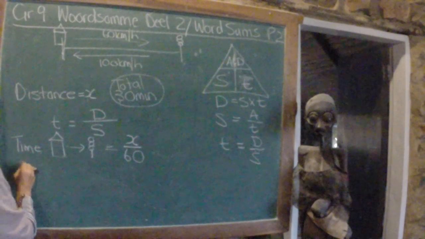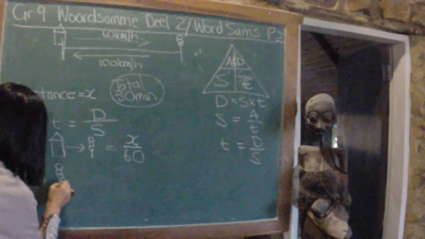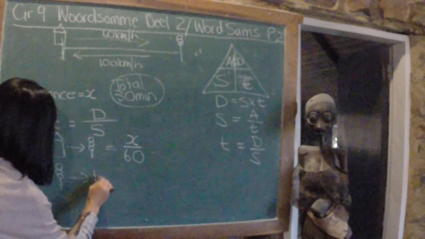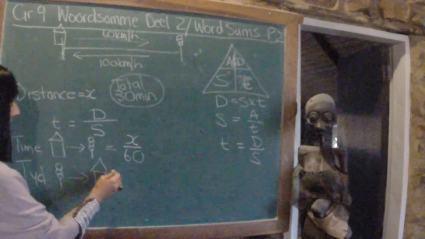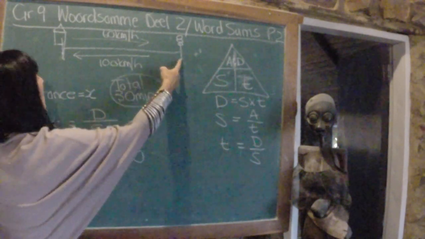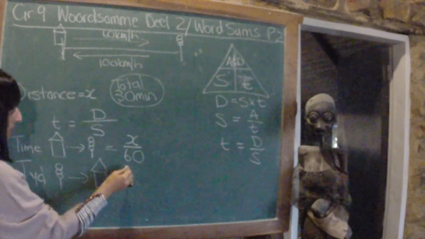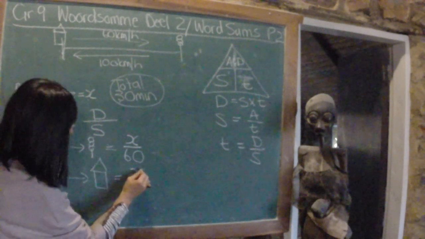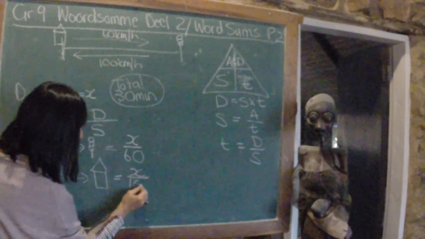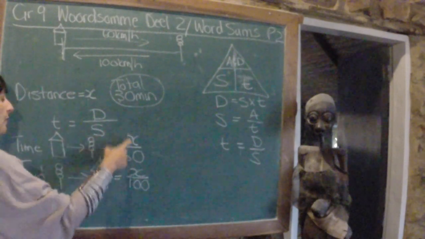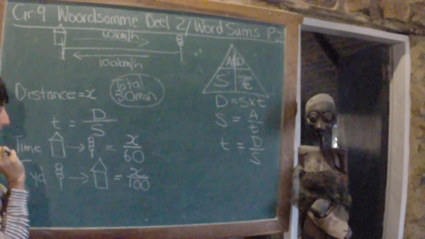So kom ons kyk nou na sy tyd terug van die robot af, terug na die huis. Okay, the time back from the robot to his house to go and fetch his computer is gonna be, again, the distance x, and now he goes at 100 km/h. So if you add this time up, it must give you 30 minutes.